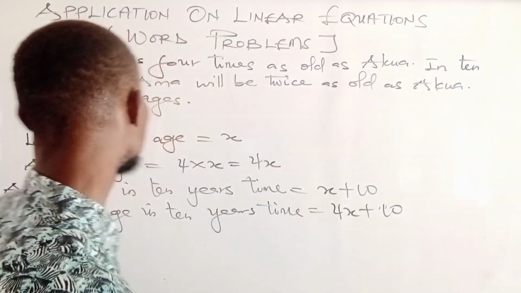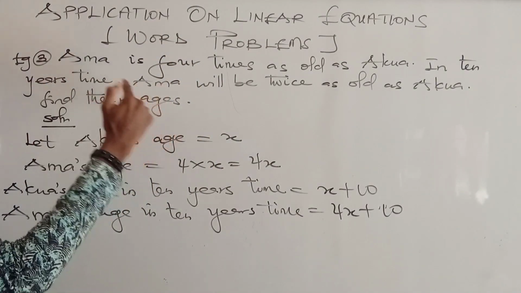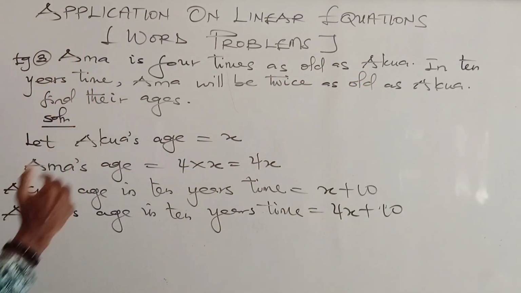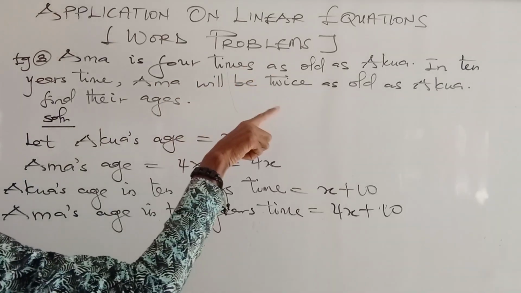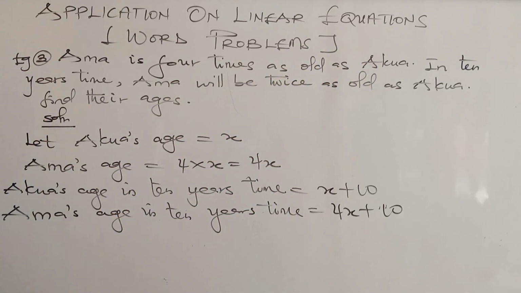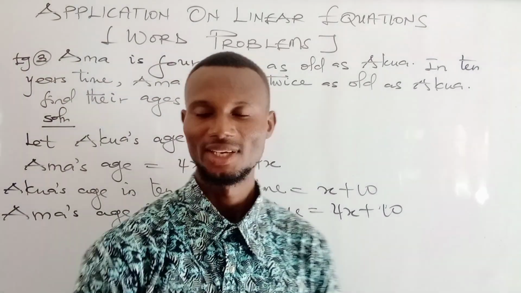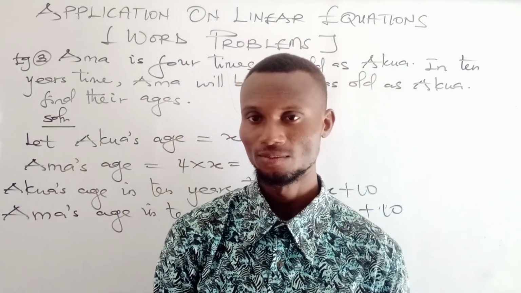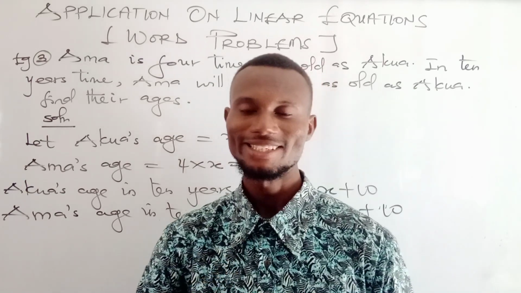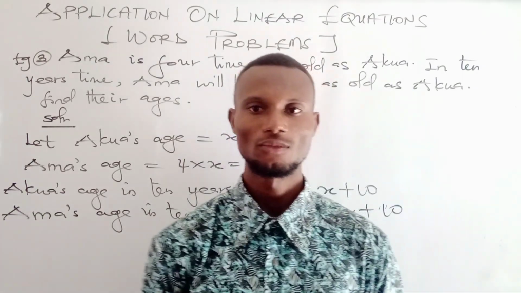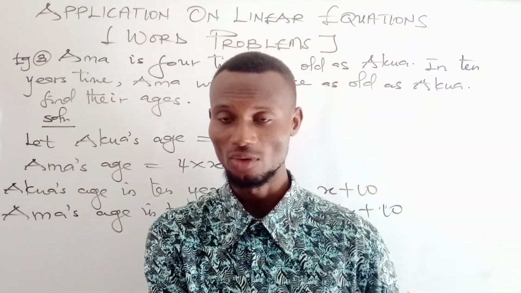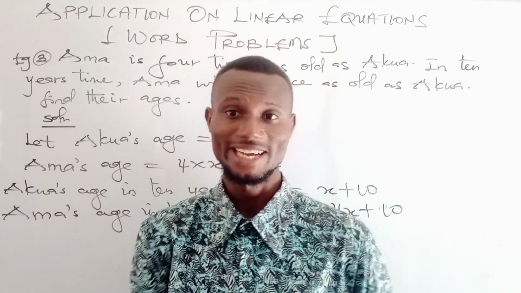Okay, let's continue reading. It says that Ama is 4 times as old as Ikea. In 10 years time, Ama will be twice as old as Ikea. Now, take note of the construction of this sentence. Don't forget that we are talking about 10 years time. We are referring to their ages in 10 years time.